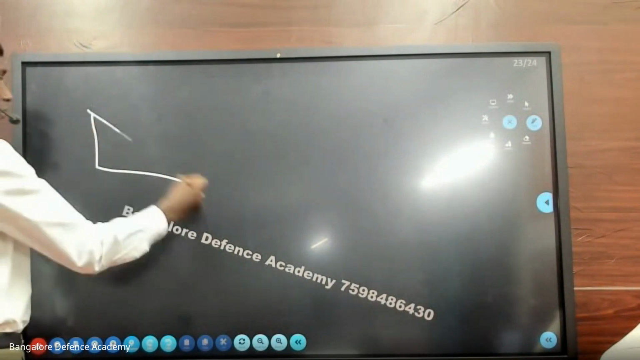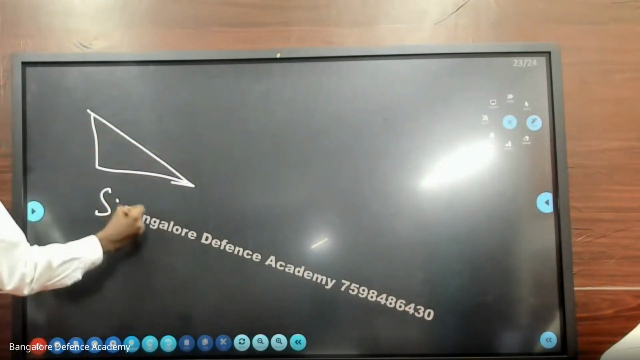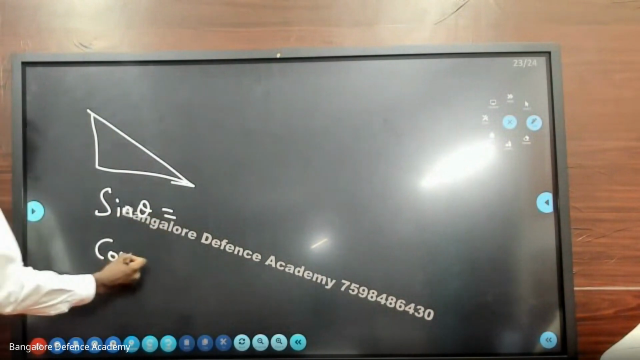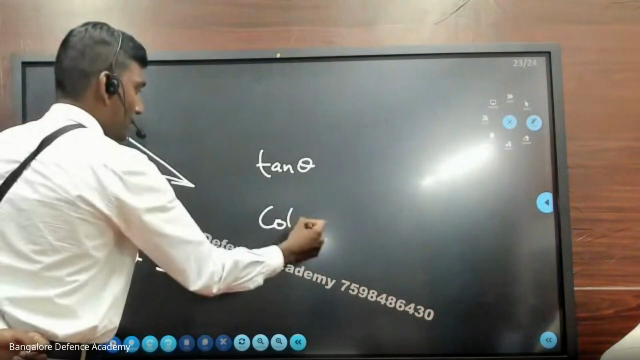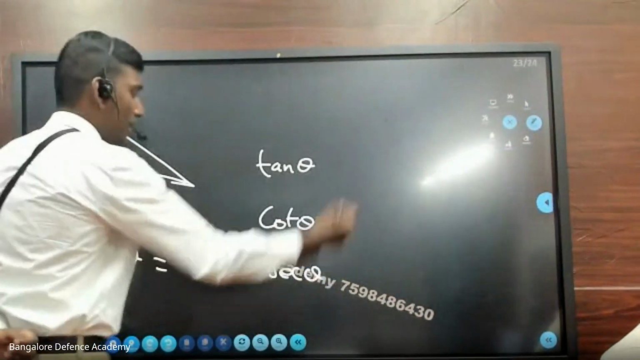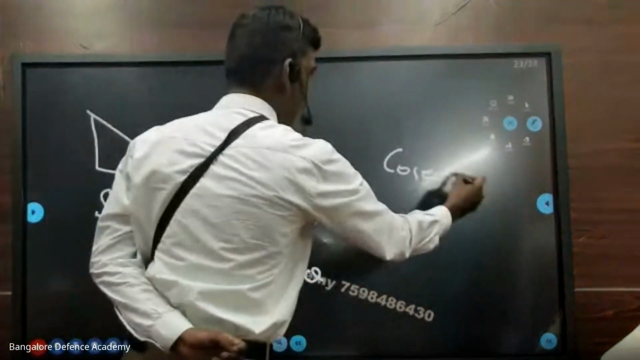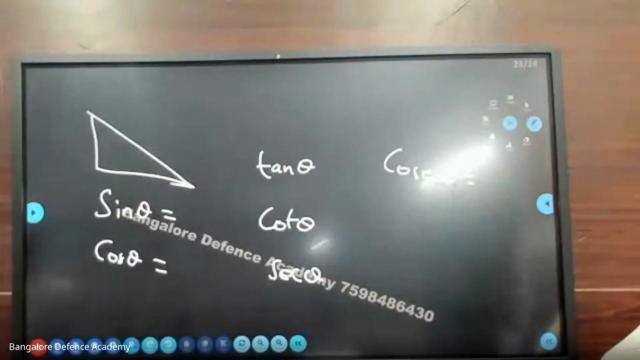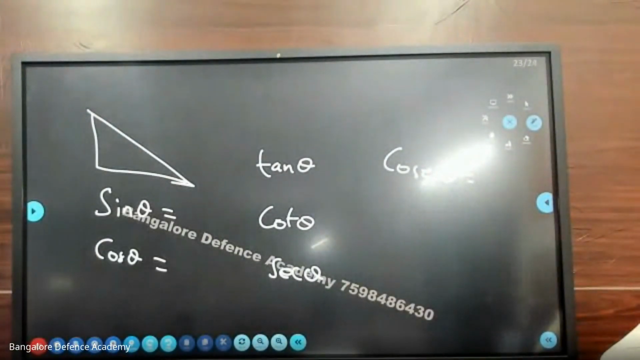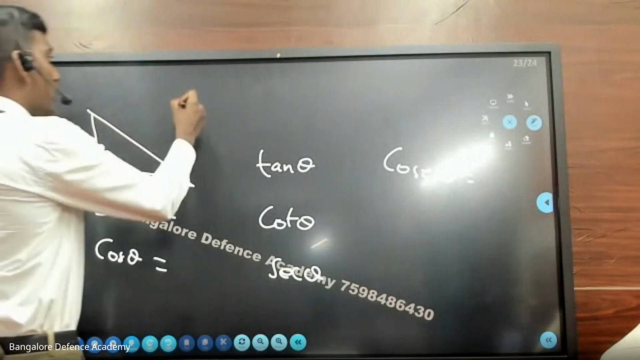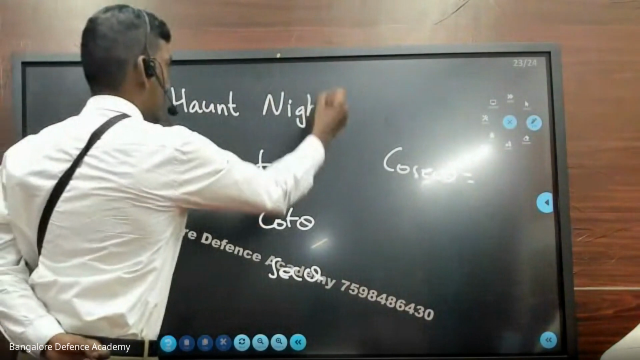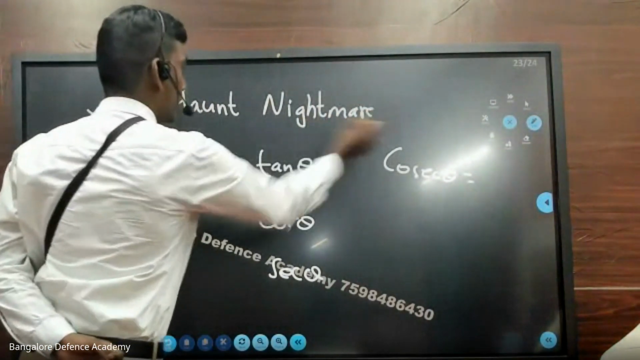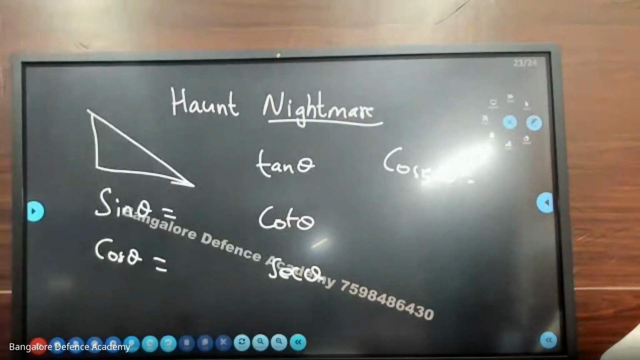We are studying trigonometry. So now, in this right angle triangle, you have sine theta, cos theta, then tan theta, cot theta, secant theta, and then cosecant theta. That's it. These 6 trigonometrical ratios will continue to haunt you. This will be your nightmare. What is the meaning of nightmare? Ruko. Darling, nightmare. This is your worst nightmare.